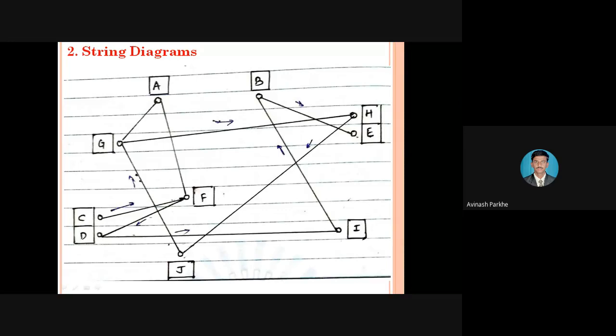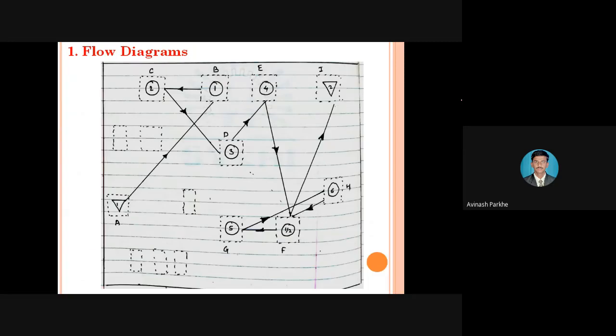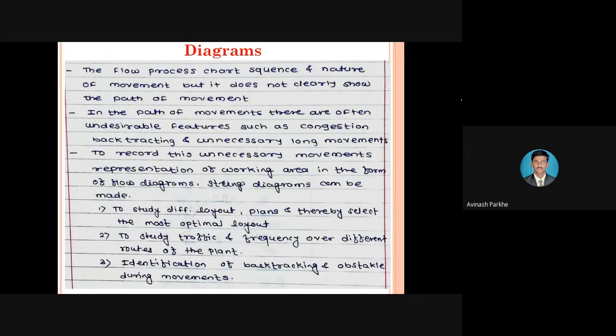Backtracking means the product is moving from workstation 1 to 2, 2 to 3, 3 to 4, but from 4 it again comes back to workstation number 1 and 2. That means repetitive movements are taking place, from workstation 1 to 4 or 4 to 1, 1 to 4, 4 to 1, like that. Such movements can be recorded by using these diagrams. Also, it helps for the designing of the layout.